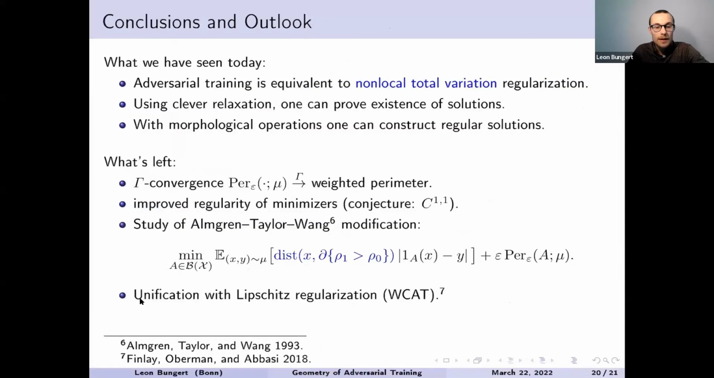And finally, since Tim has talked about Lipschitz regularization quite a while, and I talked about BV regularization, what should you do? Should you do both? This is a big question, and it turns out that probably you should do both at the same time, adversarial training and Lipschitz regularization, and this is then referred to as worst case adversarial training, and this might also be an interesting thing to consider.